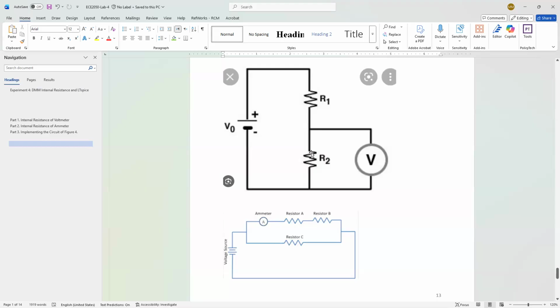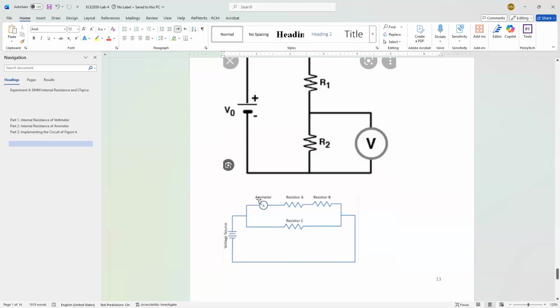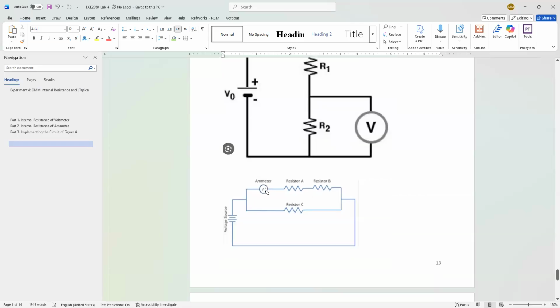Same thing here: an ammeter has to be connected in series. If I want to measure the current in this branch, I have to connect the ammeter in series this way. So I have to open the circuit. The current I want to measure has to flow through the ammeter this way. Ideally, this ammeter should have zero internal resistance, so it's like a short circuit.